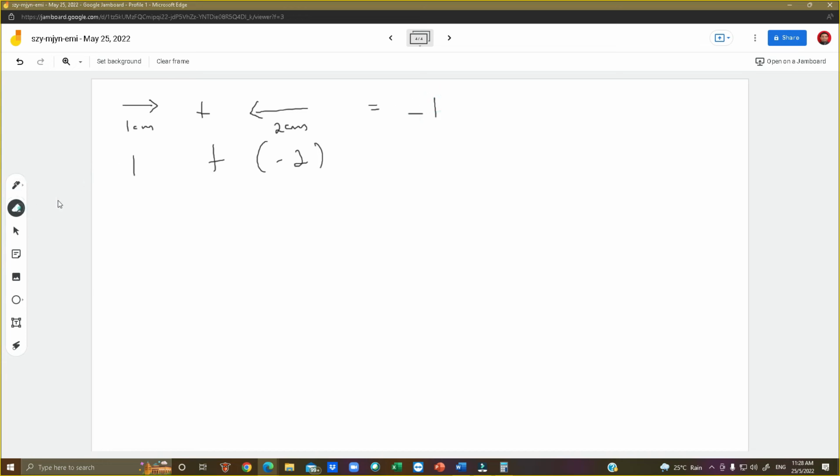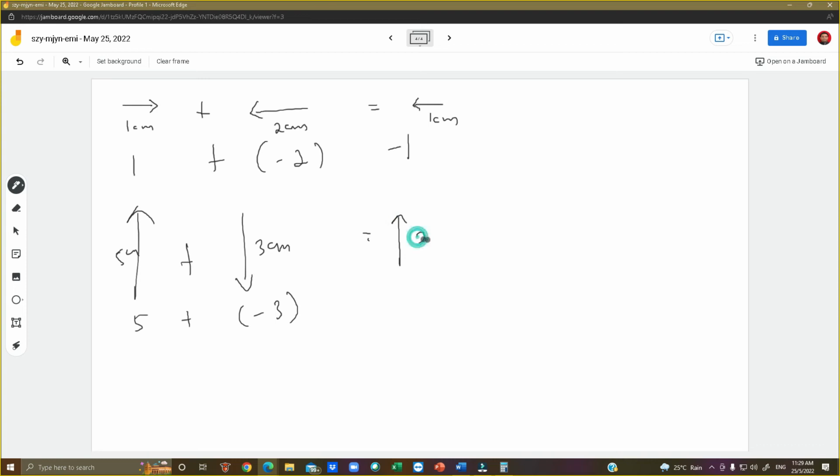Means, kat bawah, you are going to get negative 1. Means that the resultant arrow is actually to the left hand side. Berapa panjang? 1 cm. Okay. Kita ada ke atas, kata 5 cm, plus ke bawah 3 cm. Okay. Berapa jawapan dia? You go 5 plus negative 3. Berapa? 2. Jadi jawapan dia ke atas. Panjang dia 2 cm. This is also a vector composition. Means that if we give force 5 Newton upwards and 3 Newton downwards, what is the resultant force?